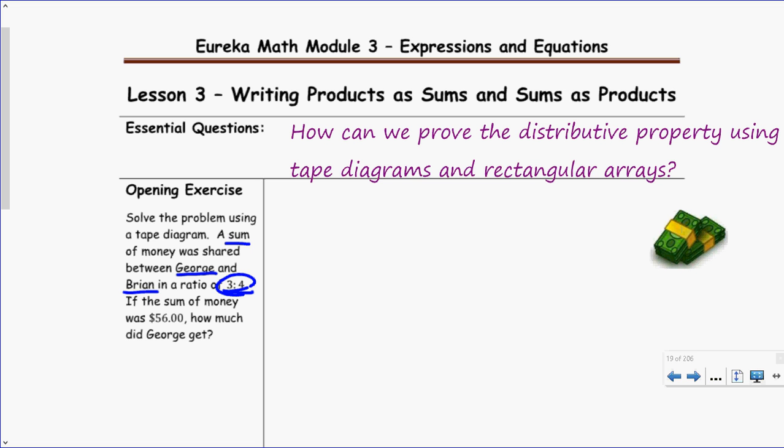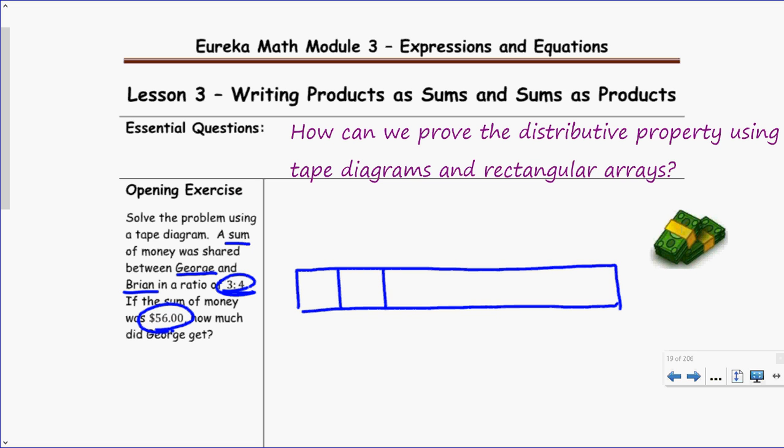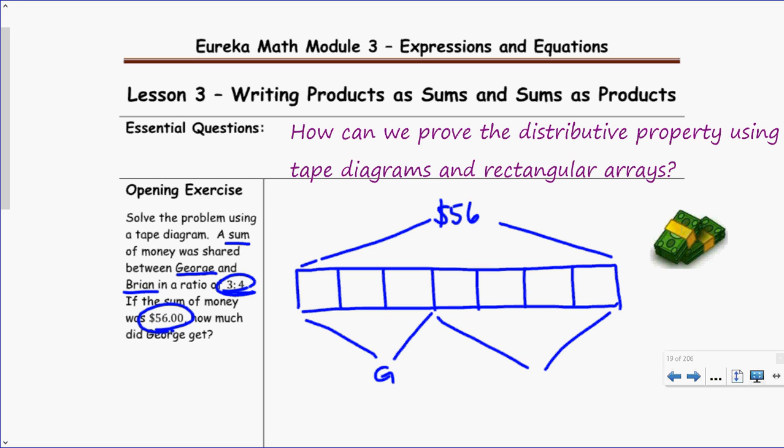We know that it's 3 to 4, and altogether it's $56. So a tape diagram can easily be split into 7 pieces, 1, 2, 3, 4, 5, and then the last line splits it into 7 pieces. And we also know that altogether it's going to be $56. Then it's 3 to 4 for George and Brian, so 3 for George and 4 for Brian. So how much did George get? Well, George gets 3 of these boxes and Brian gets 4 of them, and altogether it's $56.